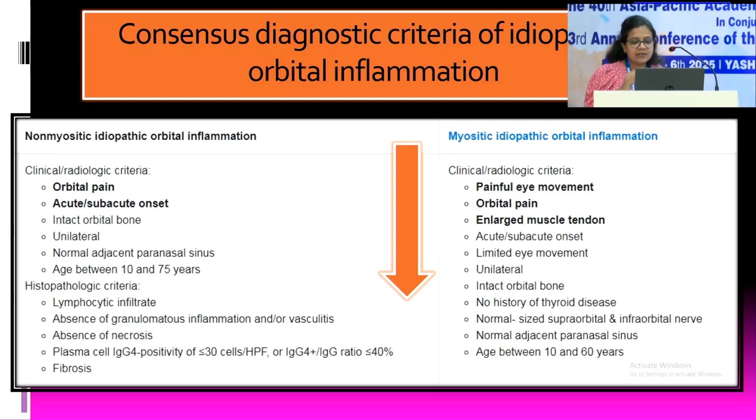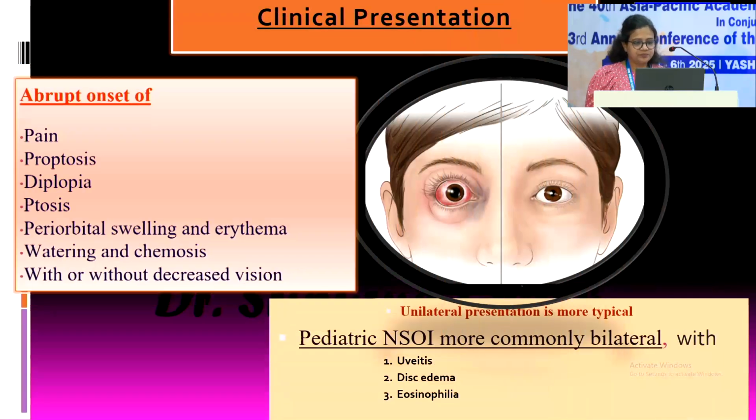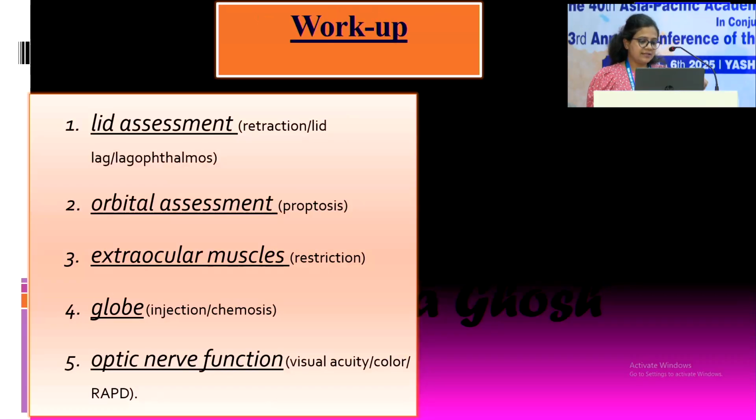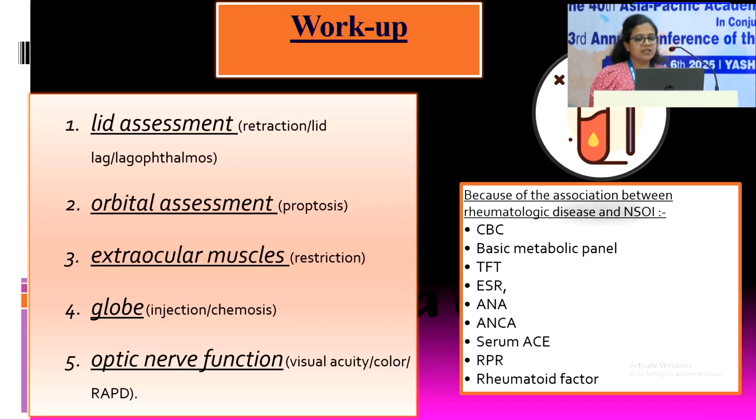Now, a consensus diagnostic criteria for orbital inflammation has shown that painful red eye, orbital pain, and enlarged muscle tendon are present in almost 70% of the patients. The clinical presentation may be in the form of pain, proptosis, diplopia, with or without decrease of vision. We should assess the lid, the orbit, the extraocular muscle, and the optic nerve function. Systemic correlation must be done with the blood profile mainly.